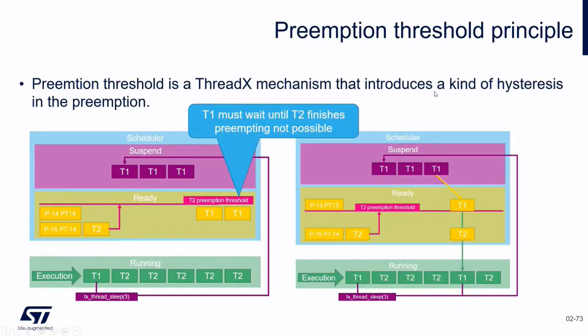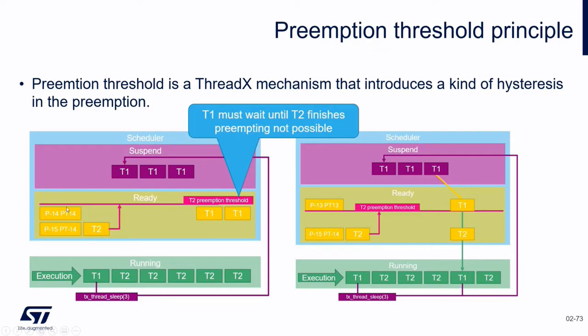So priority threshold is a sort of hysteresis, let's say, in few words. When creating a thread, the user can specify the threshold over which the thread can be preempted. So it's a very good strategy to avoid what we've seen before. In some ways, it's something very similar to interrupt subroutine sub-priority. And here we have an example.